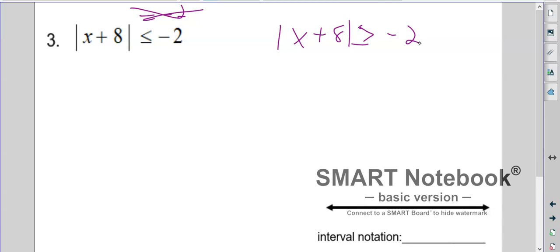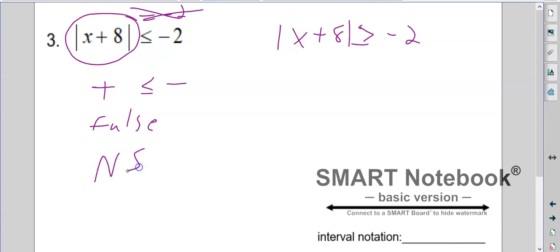Now, if you think about this, this is always going to be a positive number, right? The absolute value of anything is going to be positive. So what we have here is a positive number or 0, because if I put -8 in there, I'd have 0. But let's just go with positive because it's kind of more obvious. I'm here saying that a positive number is less than or equal to a negative number. Well, that's a false statement, right? And so therefore, there is no solution. Or we could put that, or we could put that. Those are three ways to say no solution, all right?